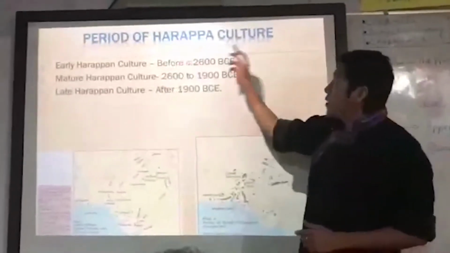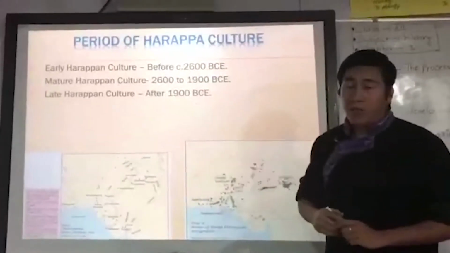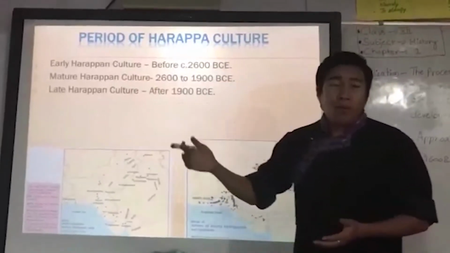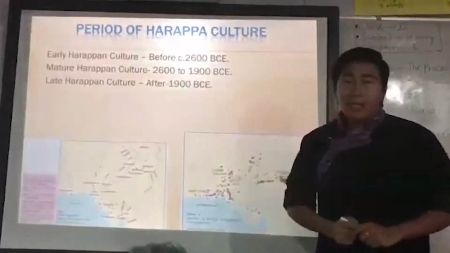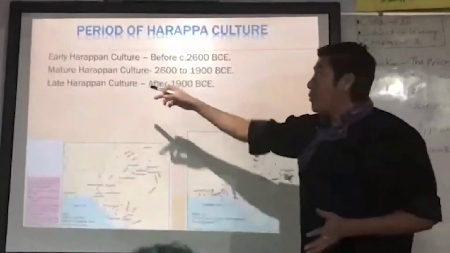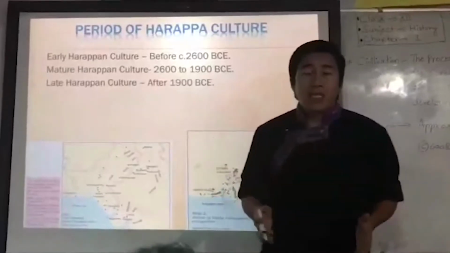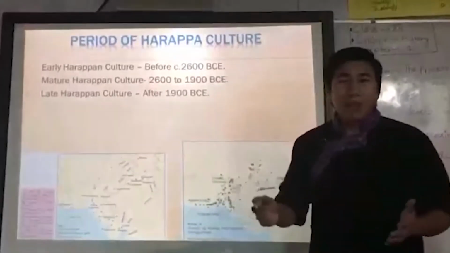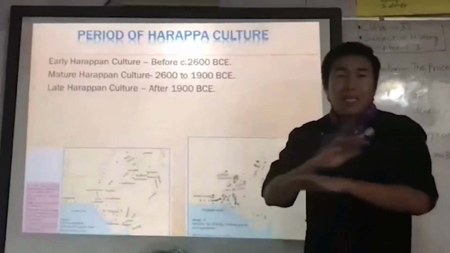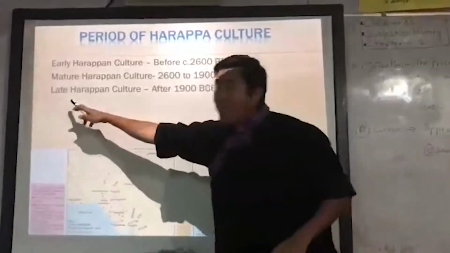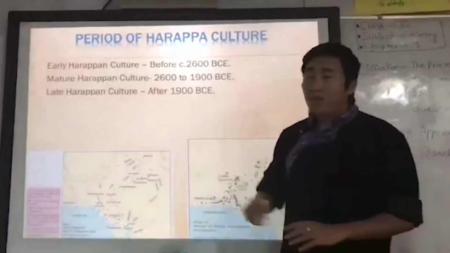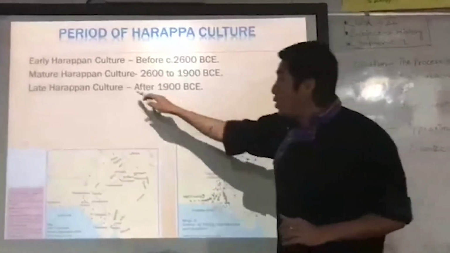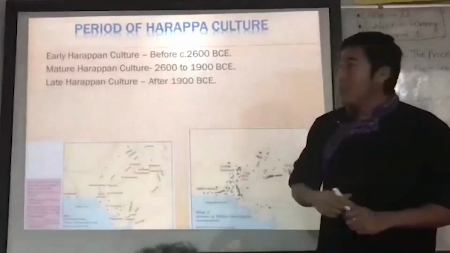So the period of Harappan culture is divided into three phases. In the first phase, we have early Harappan culture, with a time frame before circa 2600 BC. In the second phase, we have major Harappan culture, with a time frame between 2600 BC and 1900 BC. BC or BCE is the same, and AD or CE is the same. Third is late Harappan culture, with a time period after 1900 BC, and during that time the decline of Harappan culture started.